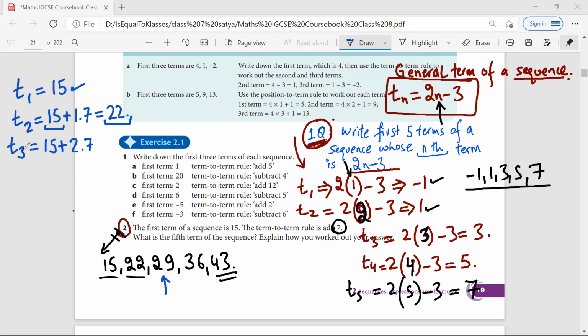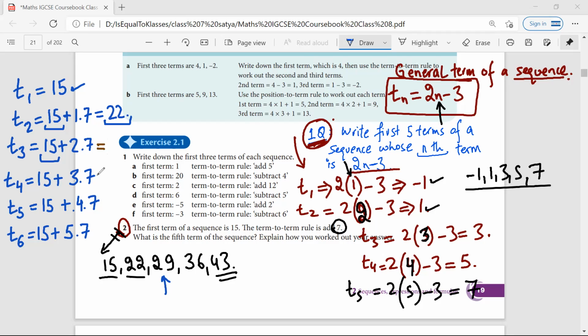For finding the third term, it is first term plus twice of 7. For finding the fourth term, it is 15 plus thrice of 7. For finding the fifth term, it is 15 plus 4 times 7. For finding the sixth term, it is 15 plus 5 into 7. Satya, have you understood the logic? Yes, sir. And let us verify whether this logic is correct or not.